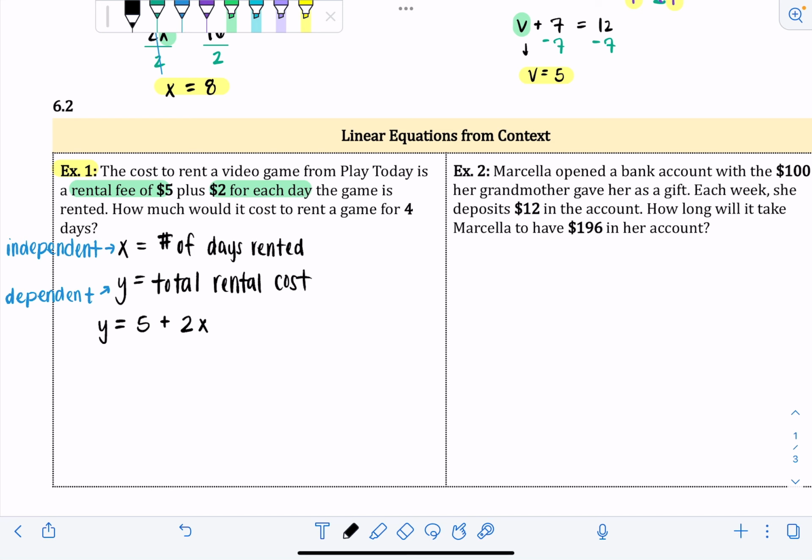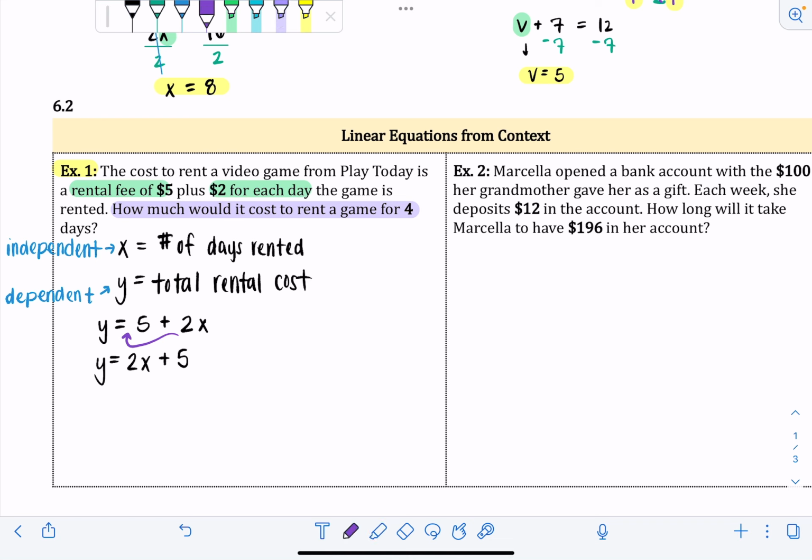So this equation is perfectly fine. I just want to note that usually when we write equations like this, we put the x part first. So I'm just going to get us in the habit of reordering it that way. So y equals 2x plus 5. So now we have an equation that represents this situation, and now we can answer the question, how much would it cost to rent a game for 4 days?